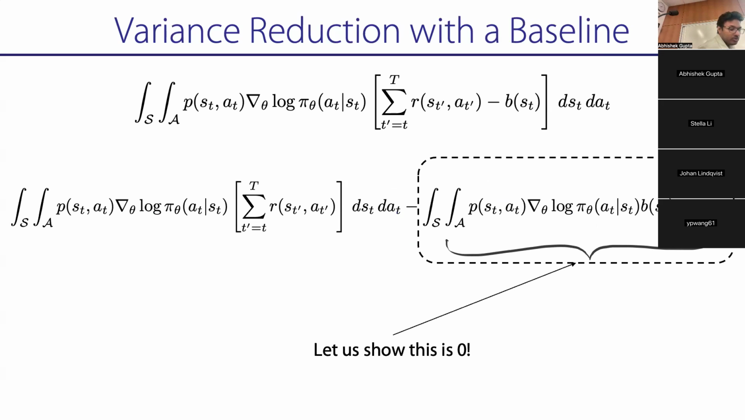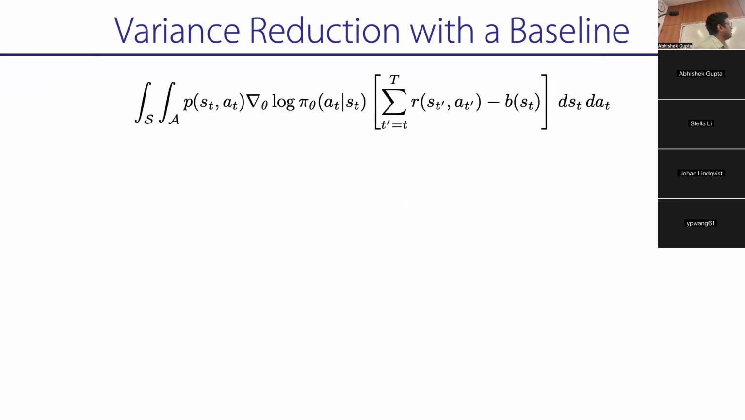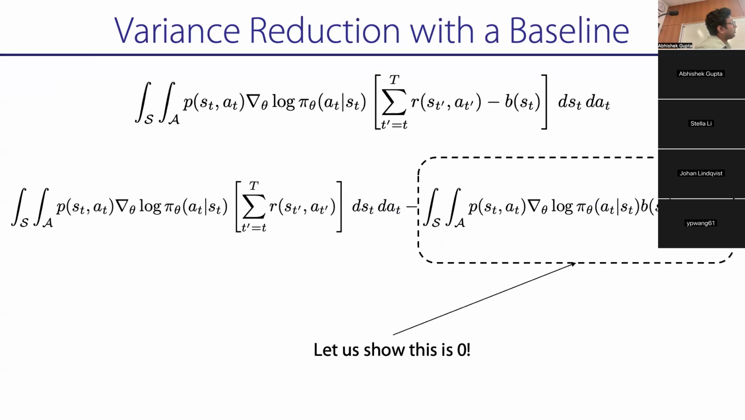Okay, so how are we going to do this? Let me recap why this matters. We subtracted b of s_t. We said this is going to reduce the variance, but I want to show that it's not an arbitrary thing to do. It actually doesn't change the expectation. So we're just going to try and show that the second term goes to 0, and by showing the second term goes to 0, we're going to show that this estimator is unbiased.